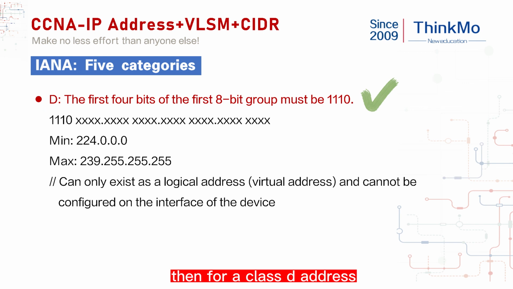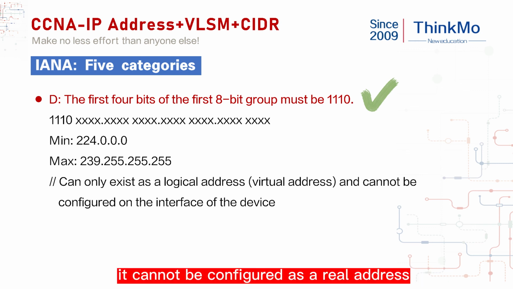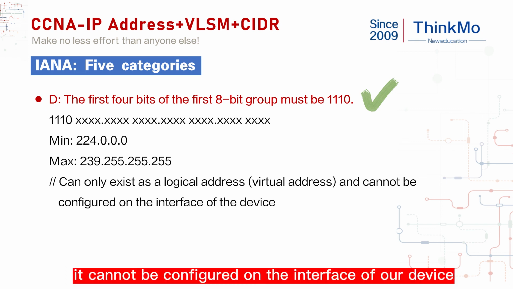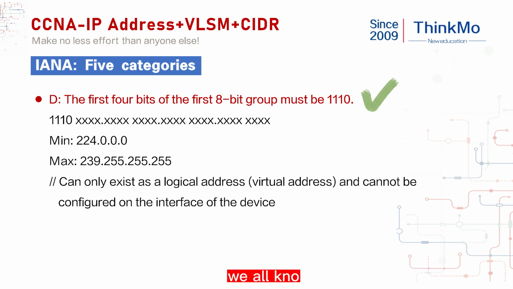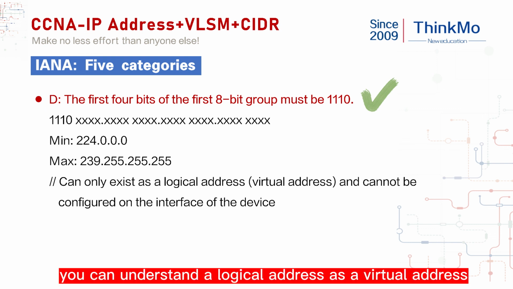Then a Class D address also has its own characteristics. It has a very clear stipulation: a Class D address can only exist as a logical address. It cannot be configured as a real address. It cannot be configured on the interface of our device. We all know that the device interface needs to carry out Layer 3 communication, which means configuring the IP address. The assigned address cannot be a Class D address.